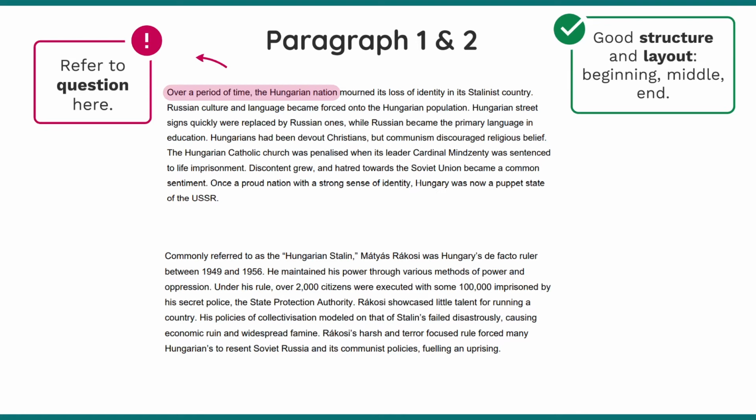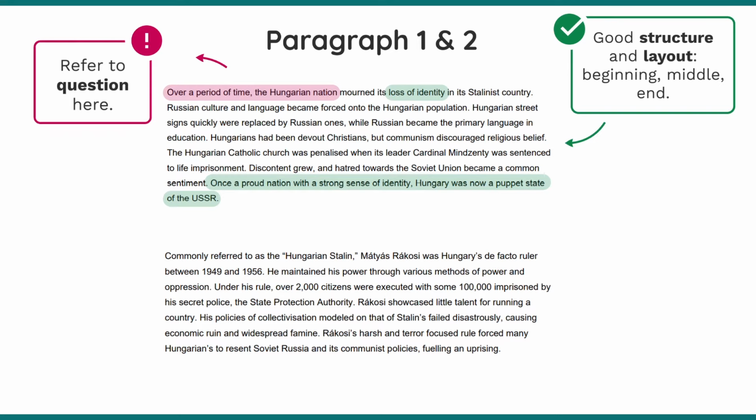So for example, in this paragraph, the beginning, they mentioned they're going to talk about that the Hungarians were annoyed about their loss of identity. That's the beginning. That's the point of this paragraph. Lovely. I know what this paragraph is going to be about. And then the middle of that paragraph gives me pretty good, substantial, detailed information and examples of how the Hungarians felt that they were losing their identity or why they were losing their identity. Okay, so that's the middle. And then the end is supposed to sum all of that up and refer back to the question.